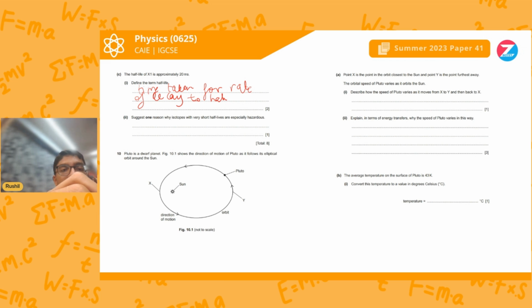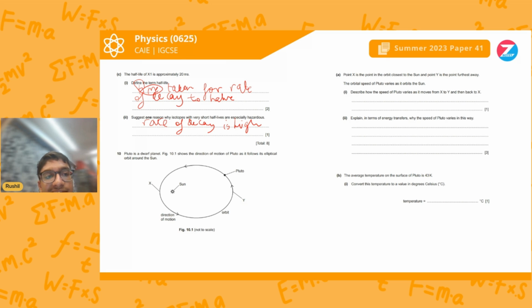So yeah. Now, next question is: suggest one reason why isotopes with very short half-lives are especially hazardous. So if an isotope has a very short half-life, that means the time taken for decay is really low. That means the rate of decay is high. So since the rate of decay is very high, the number of particles emitted per second is really high. That's why they are hazardous, because more alpha or beta particles or gamma rays are released per second, so that's more dangerous to us.